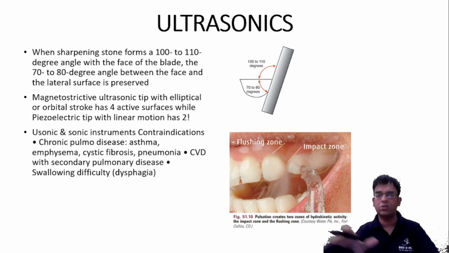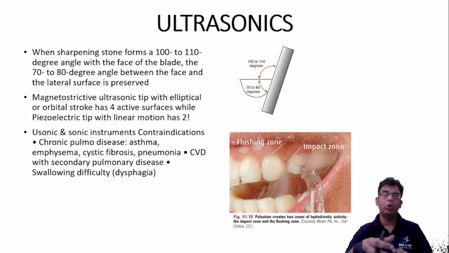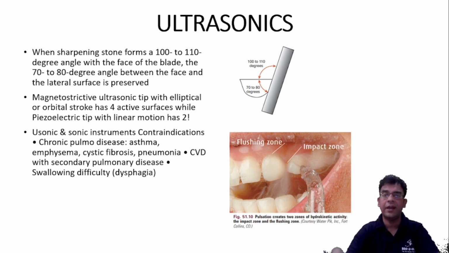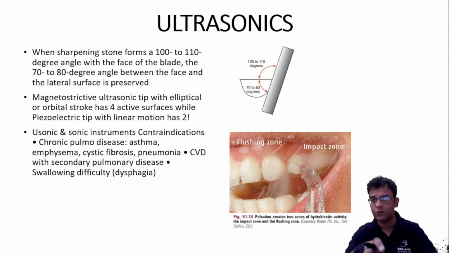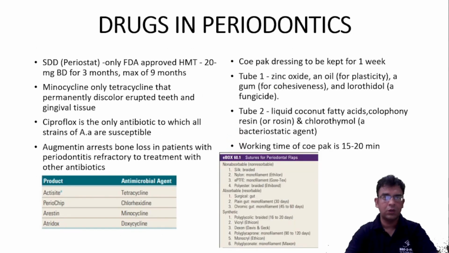Sonic 2,000 to 6,500. But where are they contraindicated? Absolutely, where are they contraindicated, and relatively where are they contraindicated, or where you have to use them with caution. That is very important. Sharpening stone, sharpening angle, that you cannot forget. That is again very important. Flushing zone, impact zone, I have used this image to show you that irrigation also, right? Pressure zone, pulsation zone of irrigation devices.